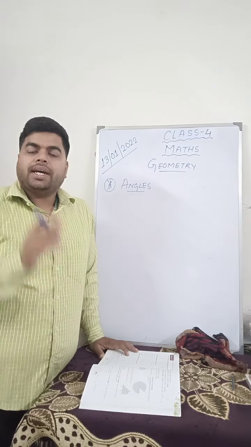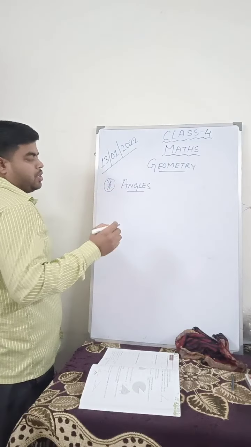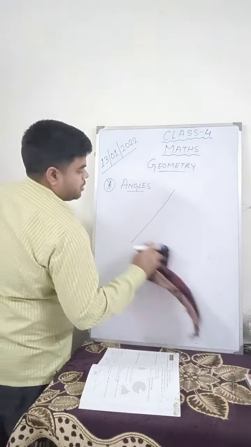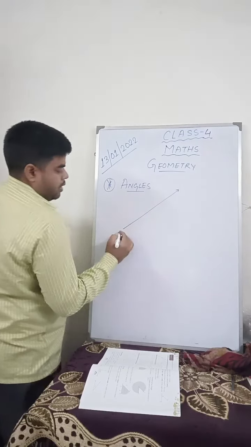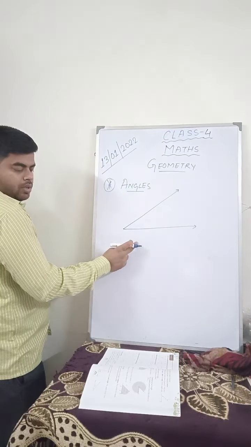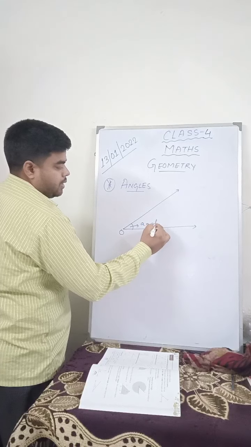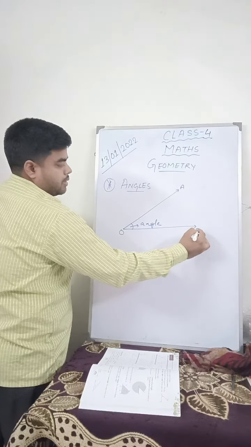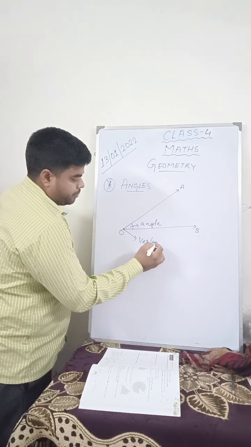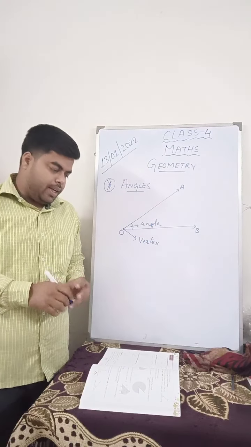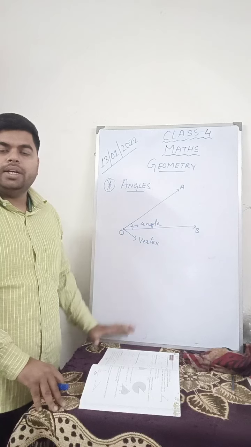When two rays meet at a common point, an angle is formed, and that point is known as vertex. So these are two rays which meet at a common point O, this part is known as angle. Let this be A and this as B, and this common point where the rays meet is known as vertex. So the area that is formed when two rays join together is known as angle, and the common point is known as vertex.